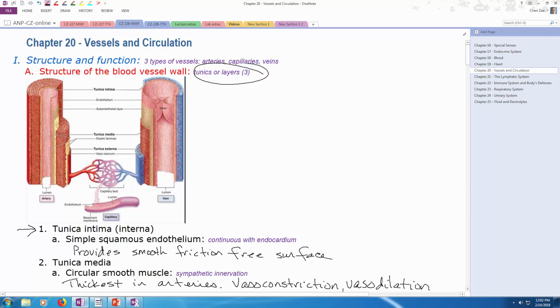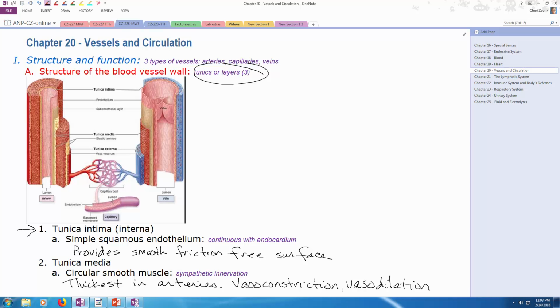So realize it's simple squamous epithelium. It is just like endocardium. And so our red blood cells and plasma and all the stuff that's in our blood actually only see one type of cell as they make their way through the cardiovascular system. The simple squamous epithelium is there to provide a nice friction-free surface for our blood as it travels through this.